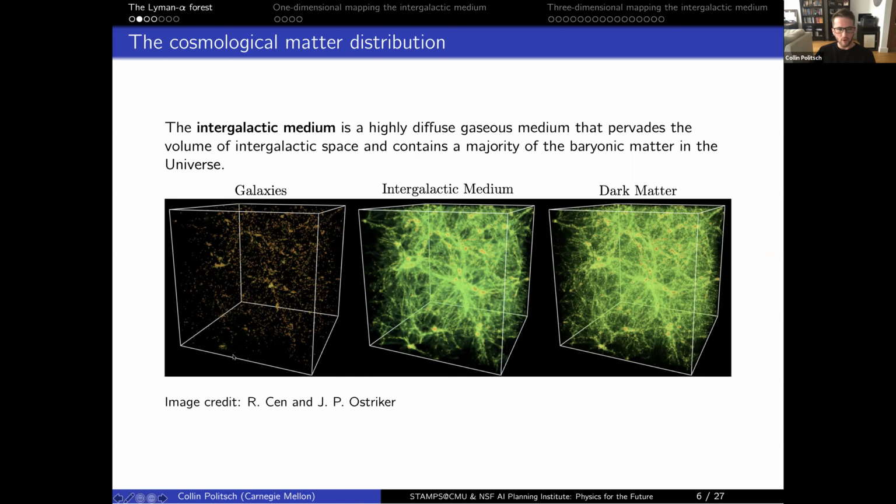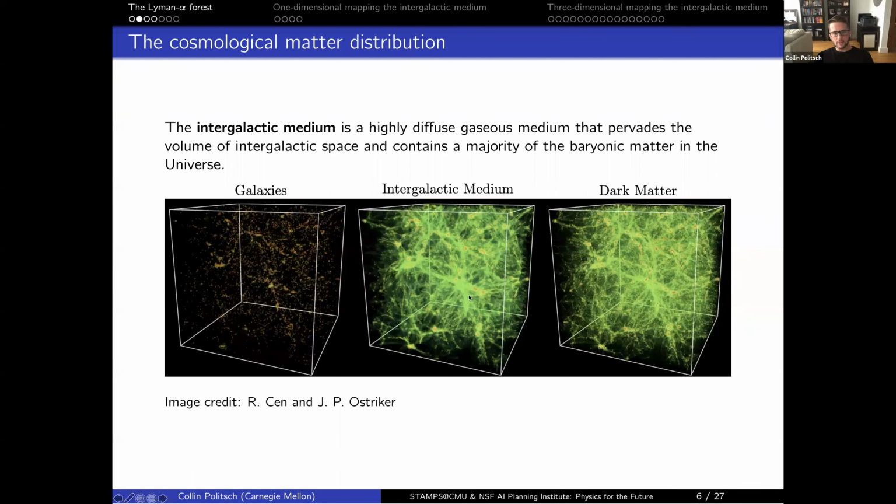Galaxies have already been mapped by redshift surveys. The problem attacked in this work is mapping the intergalactic medium, and so that's the focus here. We're not directly mapping the dark matter distribution. That's more the realm of gravitational lensing, but because of the close interplay of these two forms of matter, you can basically take the map of the intergalactic medium as a proxy for the total matter distribution.